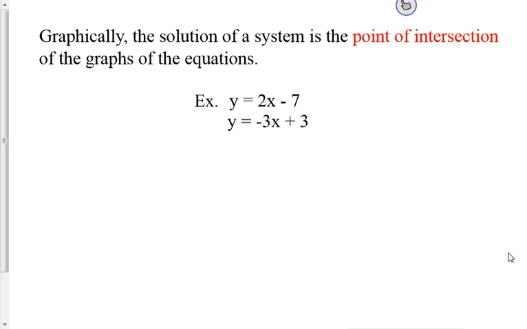So by graphing, we can conclude that the solution to this system of equations is the point 2, negative 3. Now, if you ever graph to solve a system of equations, you definitely need to draw a picture of the graph.